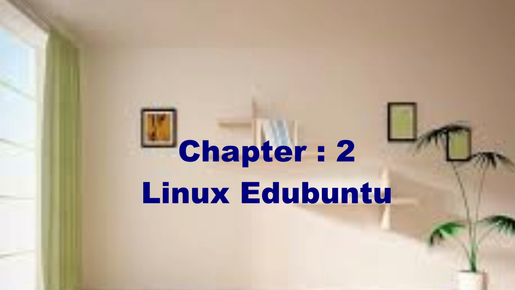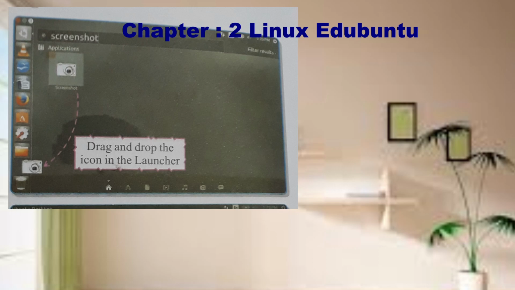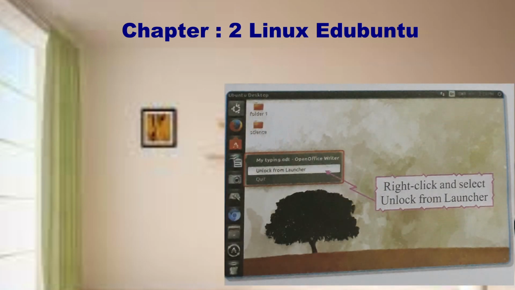Last class we have learned what is the use of a launcher. Today, first of all, let us discuss how can we add or remove icons to the launcher. To add an application icon in the launcher, drag and drop the icon from the dash home into the launcher. How can we remove an icon? To remove an icon from the launcher, right click on the icon and select Unlock from Launcher option.